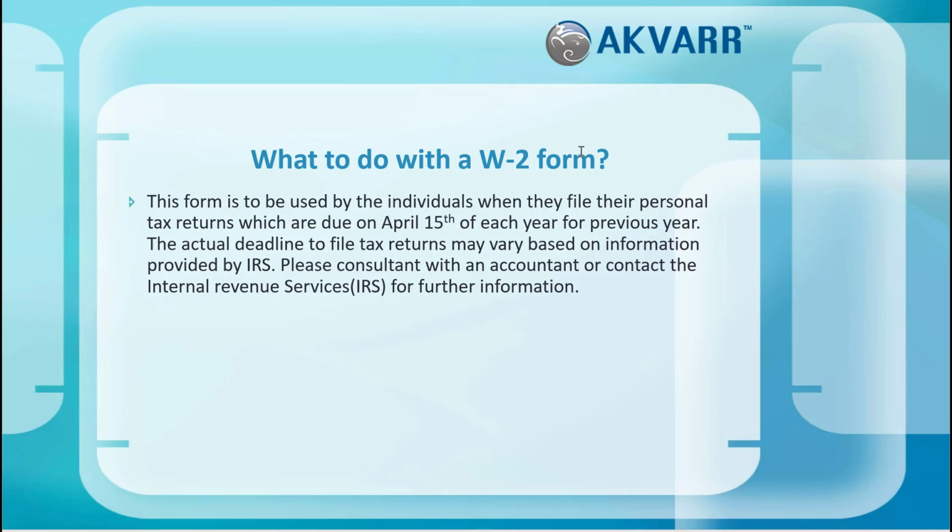This form is to be used by individuals when they file their personal tax returns, which are due on April 15th of each year for the previous year. So how it works in the United States is, let's just say we're talking about 2017, for example. If you work the entire 2017, then you're going to receive a form W-2 which says W-2 2017, and you pay the taxes in 2018. April 15th is the deadline for the 2017 taxes. So that's how it works.